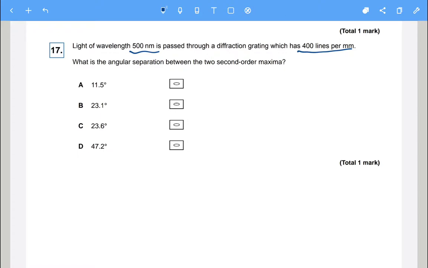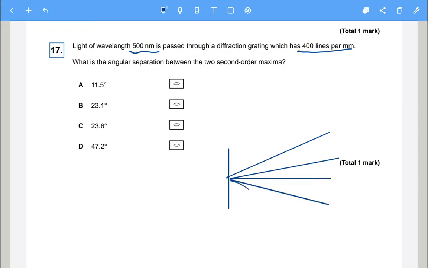So to my understanding, what will be happening is you'll have a diffraction grating. You've got the n equals 0 line. And then either side of that you get n equals 1, n equals 2. And on the opposite side, you get a reflection of what's happening. So I imagine we find that angle for n equals 2, and then just double it, because that will be the angle of separation between the two second order maxima. So this big angle.